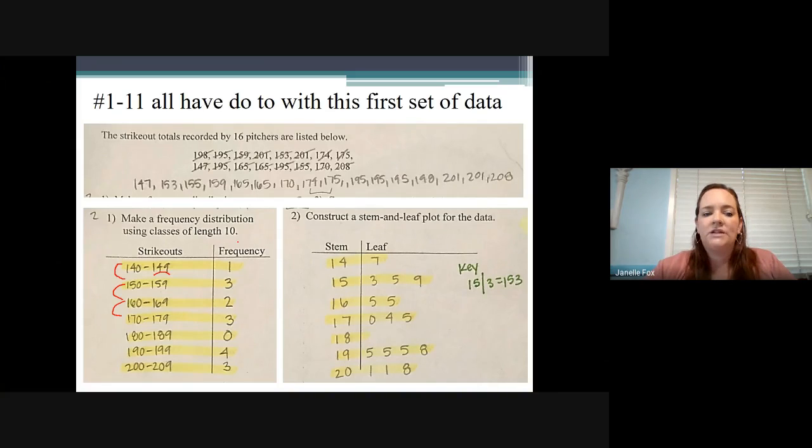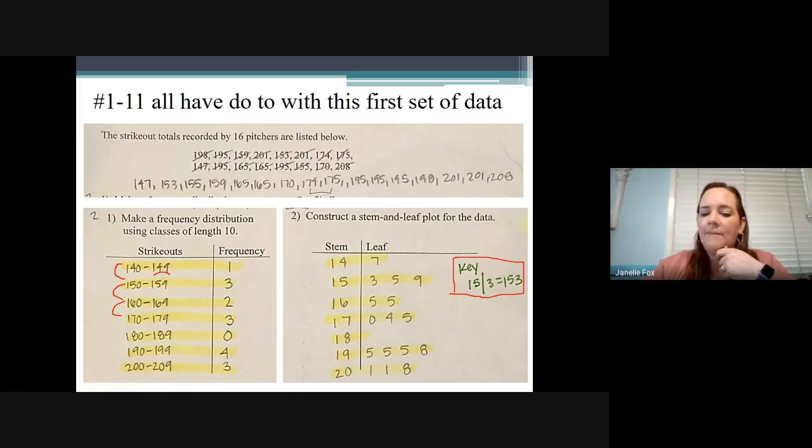And probably for this one, because we have numbers in the 100s, is to make this stem be both the hundreds digit and the tens digit. And then here's your leaves over here. It's really important to put the key in, right? So if you did not make a key, you need to go make that key.